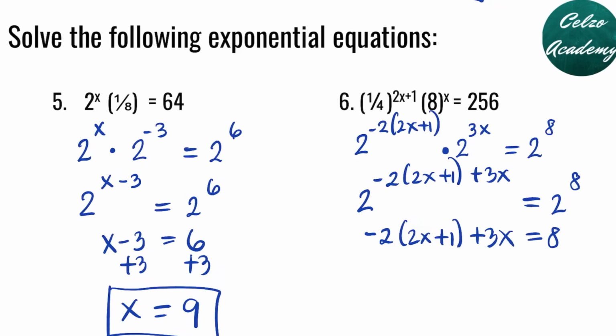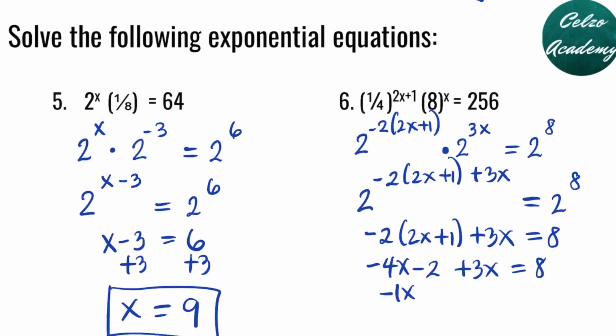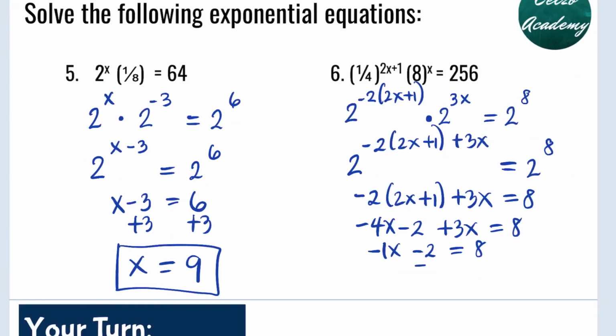Now we distribute the negative 2, so we have negative 4x minus 2 plus 3x is equal to 8. Combining like terms, negative 4x plus 3x is negative 1x minus 2 is equal to 8. Now we can add 2 to both sides. So negative 1x is equal to positive 10, and dividing by negative 1, our x value here is negative 10.